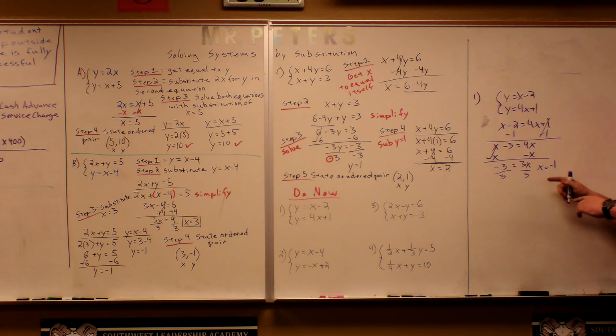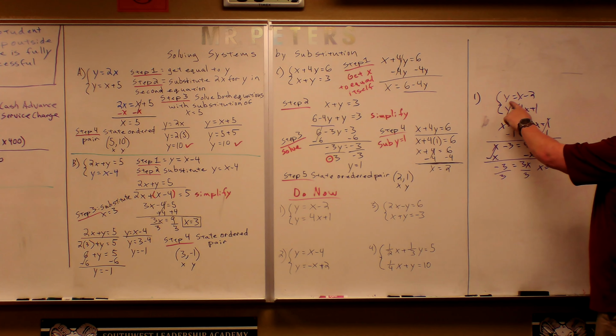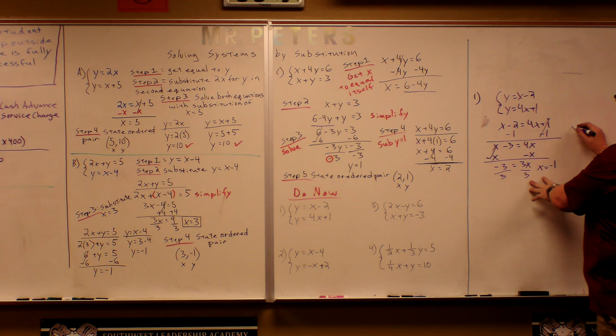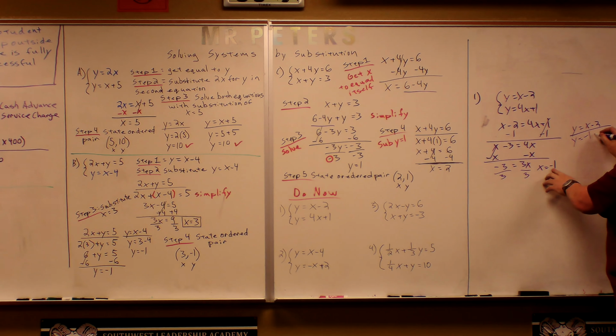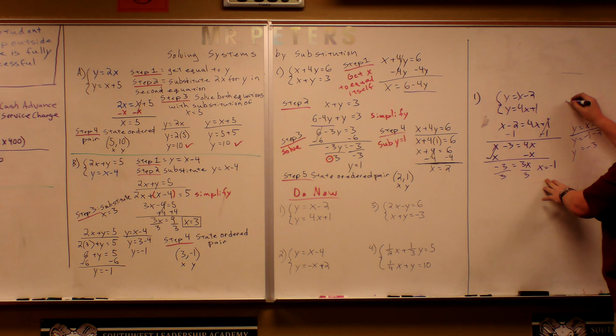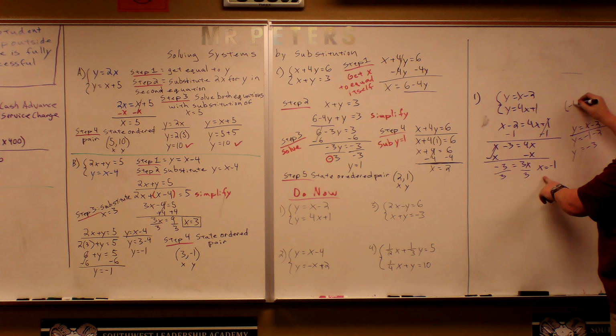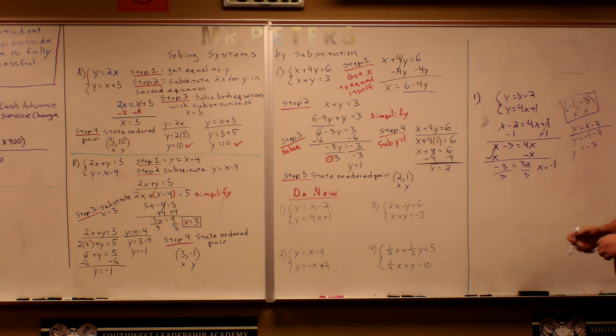Okay, so now we're going to do the same exact thing. We're going to take this equation right here. We're going to rewrite it. Y equals x minus 2. And then we're going to replace it. X is negative 1, negative 2. This is negative 3 equals y. We have our ordered pair of negative 1, negative 3, x and y. We're done. Okay? So that's an easier way.